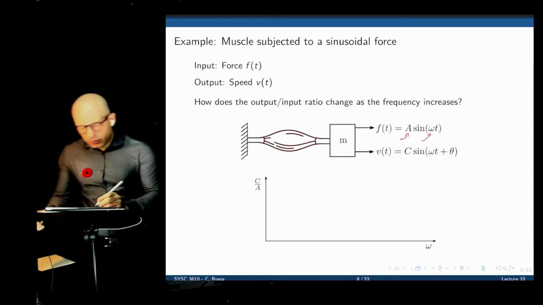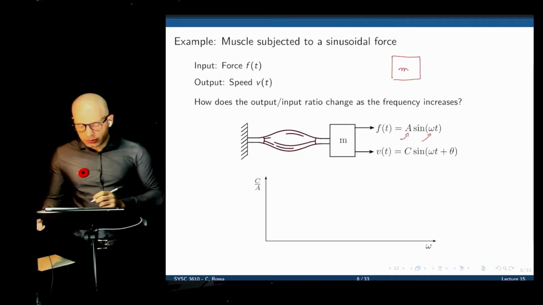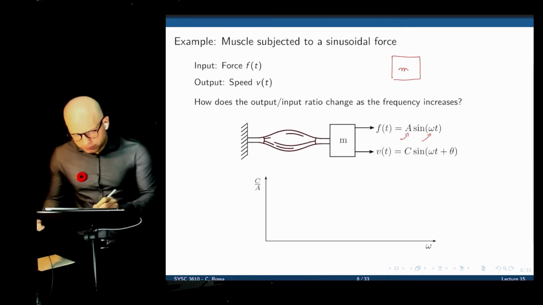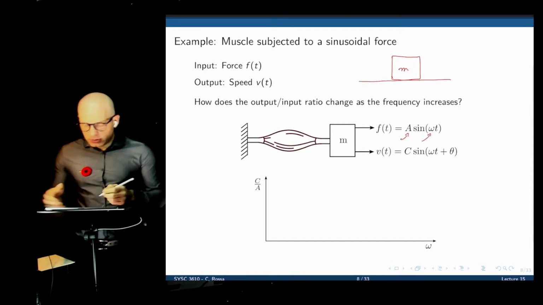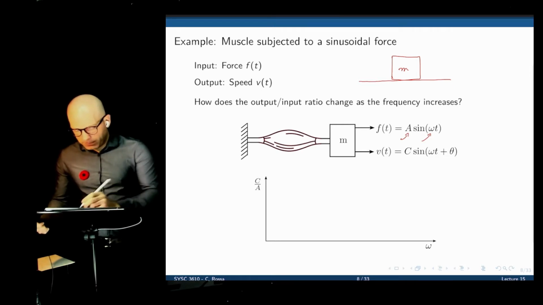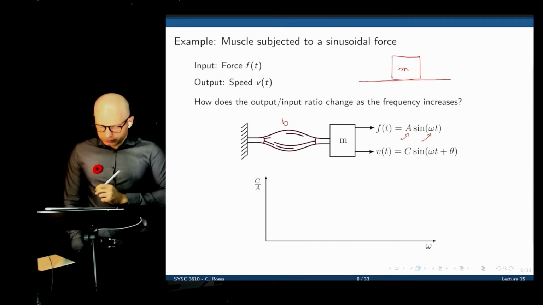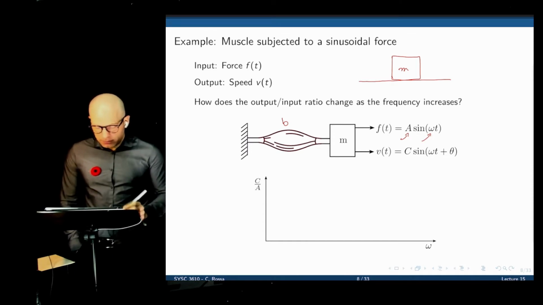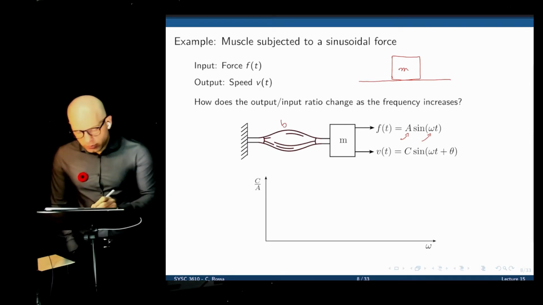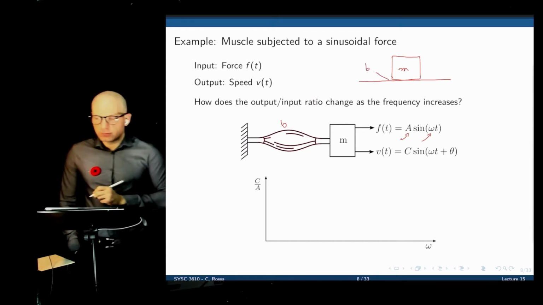So let's create an equivalent model here that will make the problem a bit easier to understand. This is a muscle subjected to a sinusoidal excitation. But if the muscle is just modeled as having a viscous friction coefficient B, and it has an inertia due to the mass, this is the same as having a mass sliding over a plane with the viscous friction coefficient B.